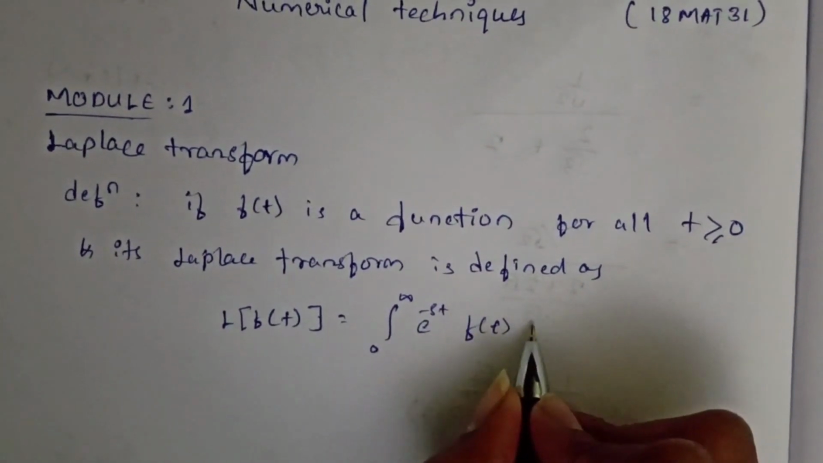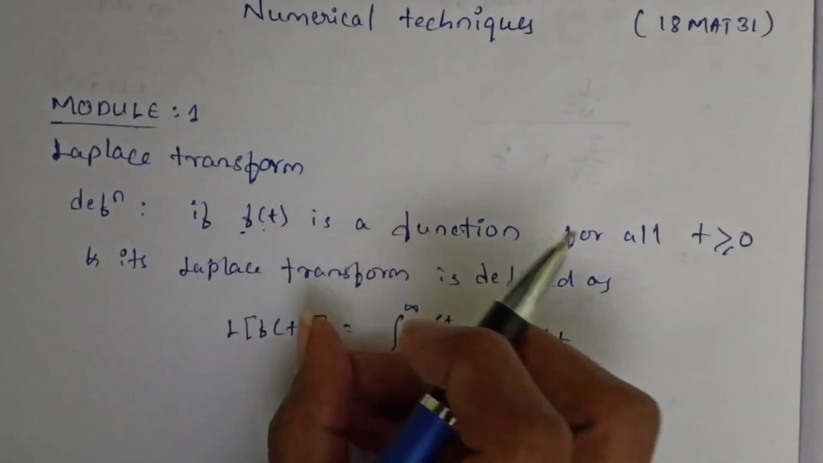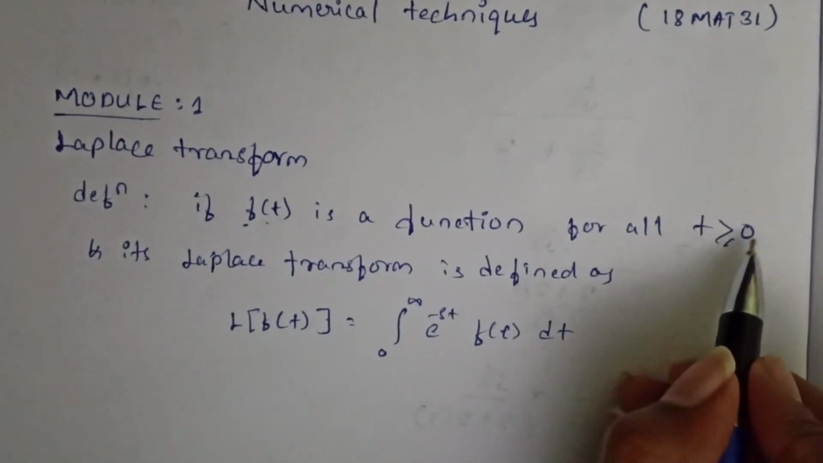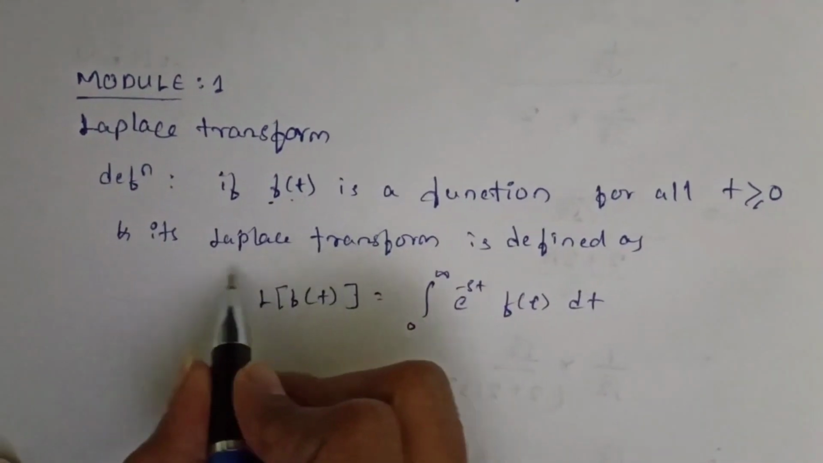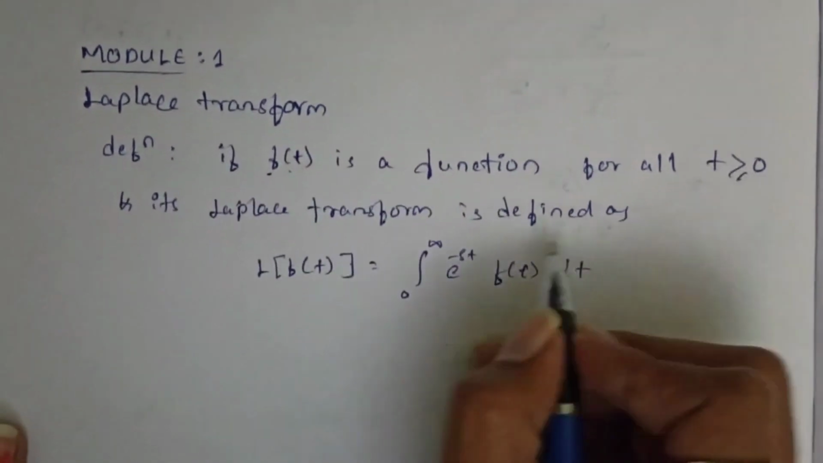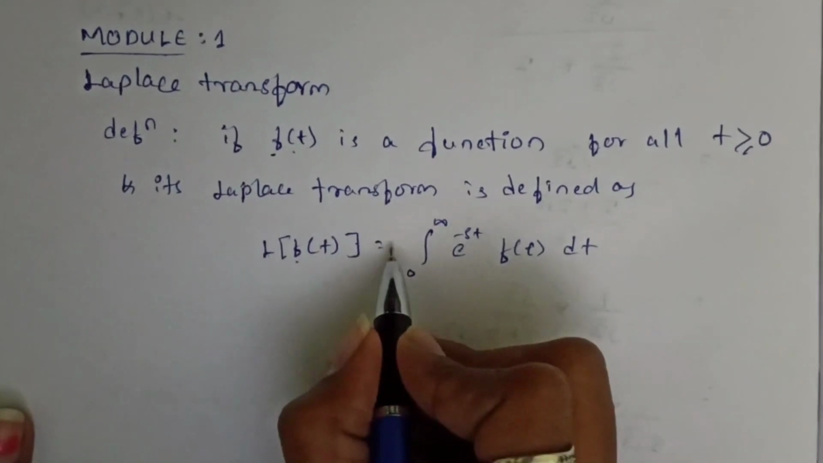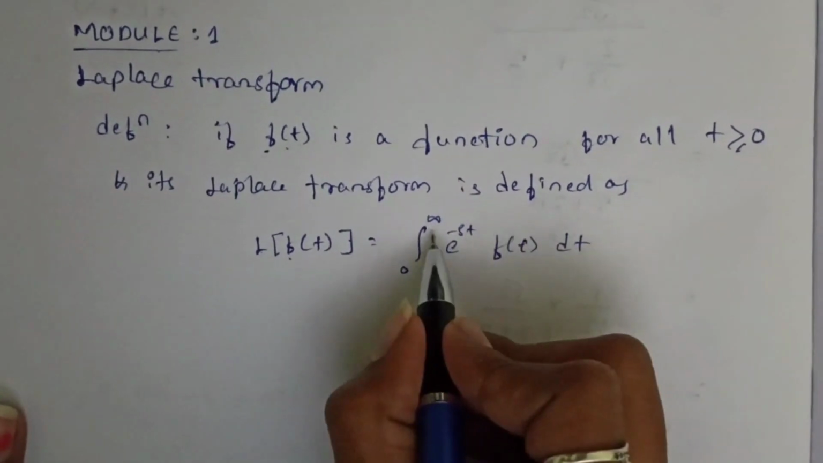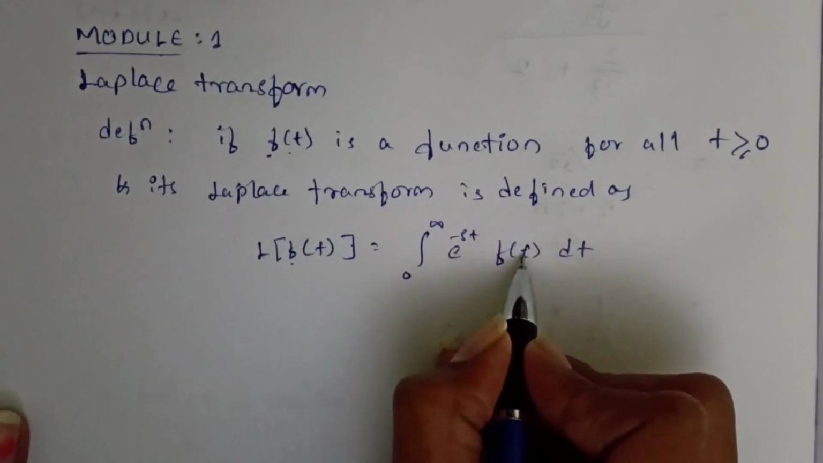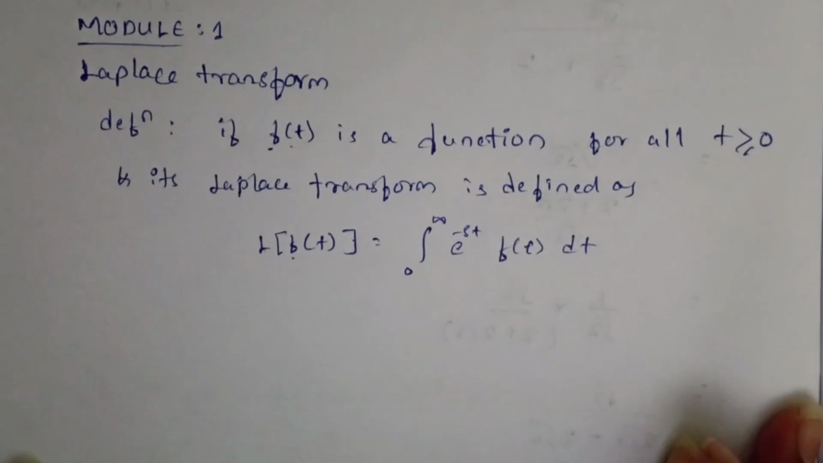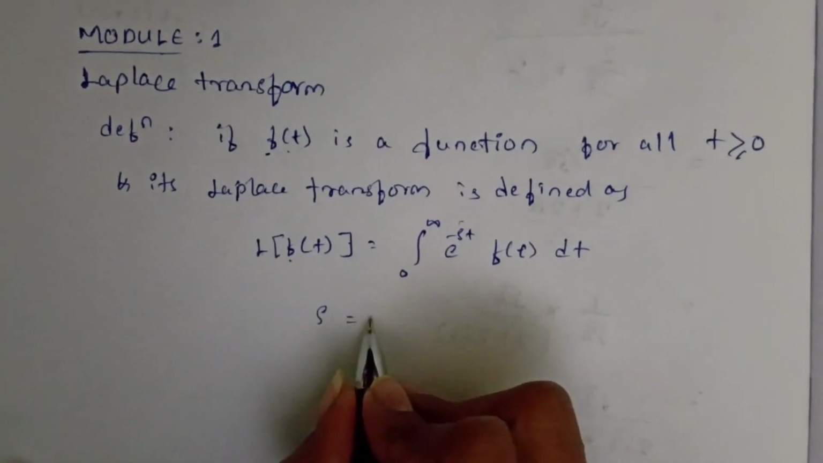of t dt. So consider f of t is the function where t is equal to or greater than 0, then the Laplace transform of this f of t can be written as L of f of t. That means the Laplace transform of f of t is equal to, the formula is, the integration from 0 to infinity of e raised to minus st into f of t dt, where this s is the Laplace parameter.